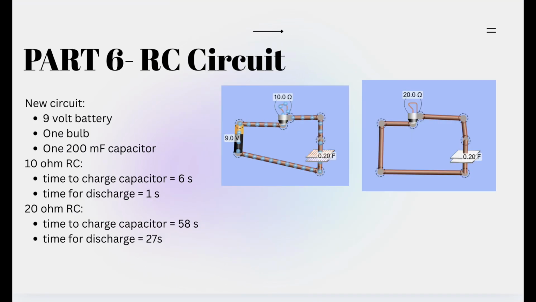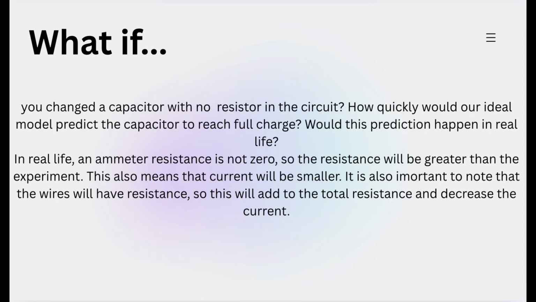In part 6, we made 2 RC circuits, and they had the same battery and the same capacitor. The only difference was the resistance in ohms of the light bulb. And we can see that the greater the resistance is, the longer it's going to take for the capacitor to charge. Our lab question asks, what if you charged a capacitor with no resistor in the circuit?